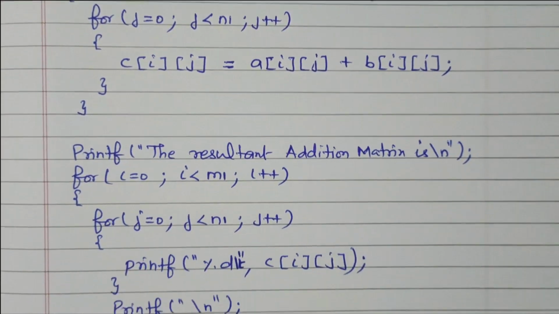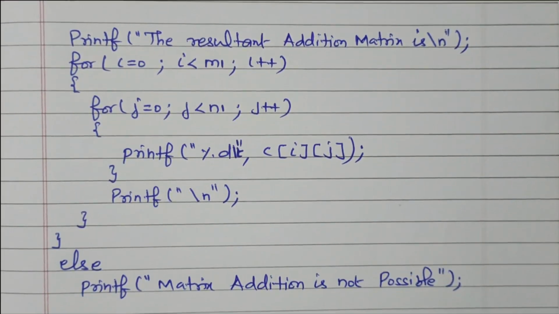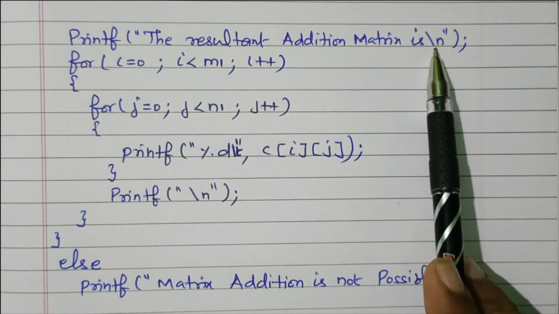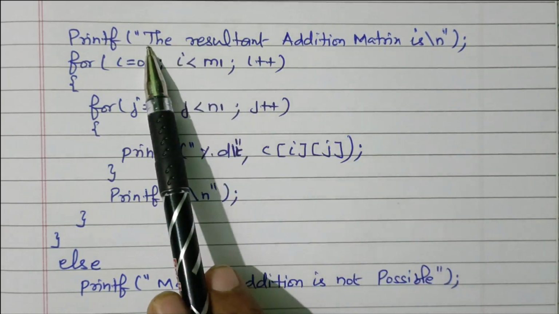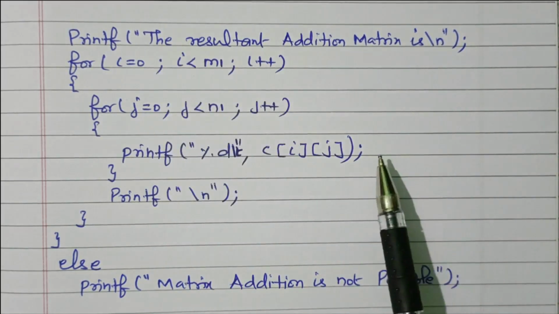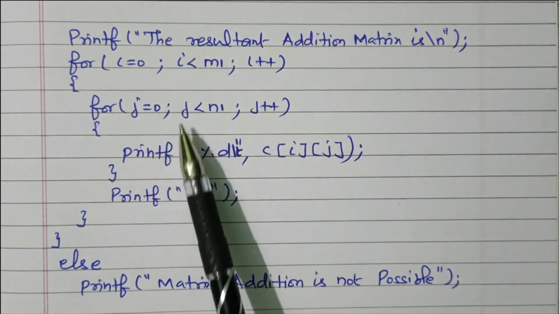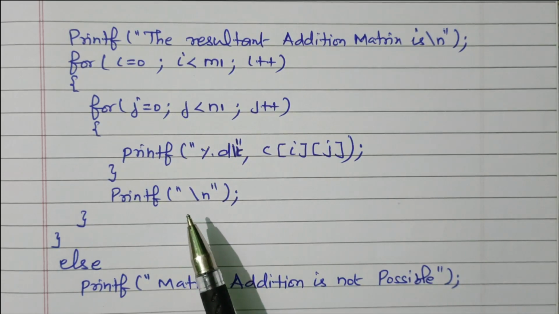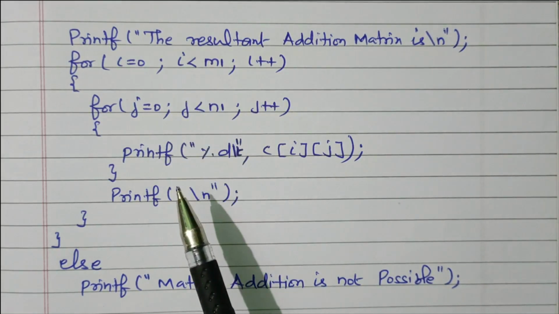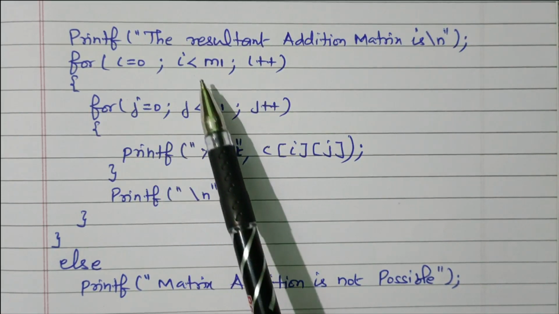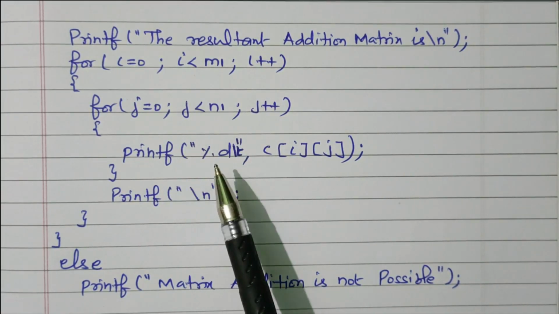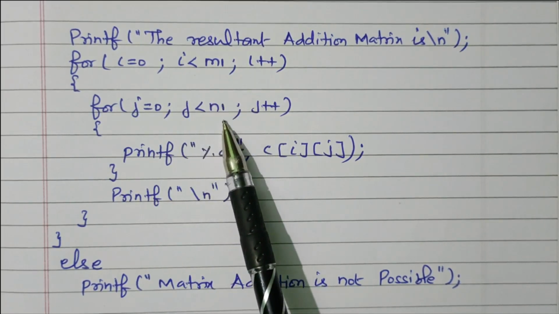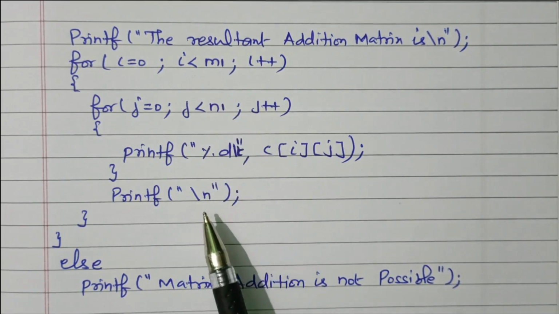In order to display the answer, we need to go for another two loops. The resultant addition matrix is printed, and the slash n refers to going to the next line. After printing this sentence, it will go to the next line. So here also we need to open two loops. While scanning the first matrix, we need two loops. While scanning matrix B, again we need two loops, the same loops. Then while adding, and while displaying the result, we also need the same loops. Here M1, N1. You can use M2, N2 also, right?